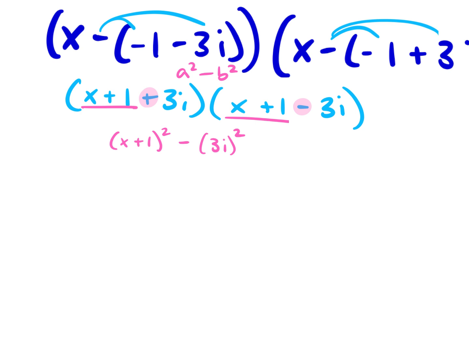So we have to FOIL x plus 1 squared out. So we got x squared plus 2x plus 1 when we FOIL that. Then minus 3i squared. We distribute the squared to the 3 and the i, so this would be minus 9i squared. And what does i squared change to? -1, so that becomes a plus 9. So this would be x squared plus 2x plus 10. So that's what we get when we multiply our first 2 zeros together.